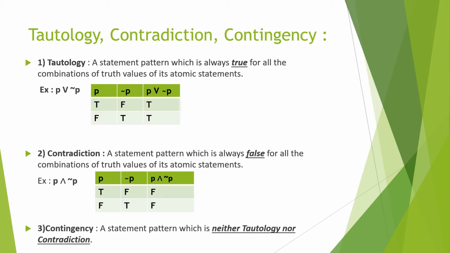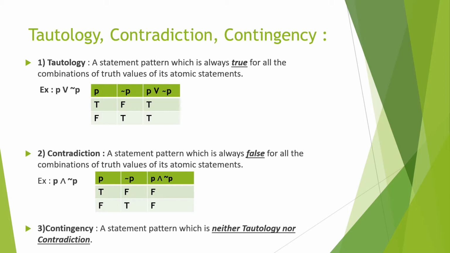Now if P is true, then negation P is false. If P is false, then negation P is true. And P or negation P will be true as one of the statements is true. Therefore, P or negation P is always true, therefore it is a tautology.